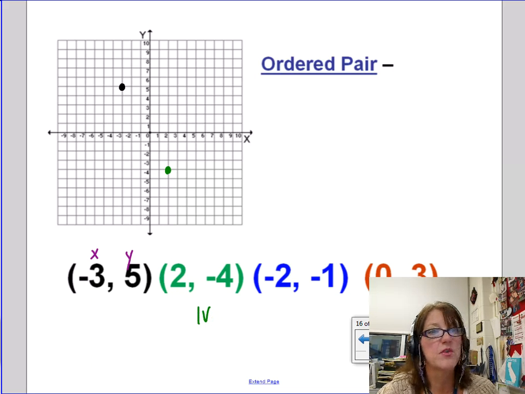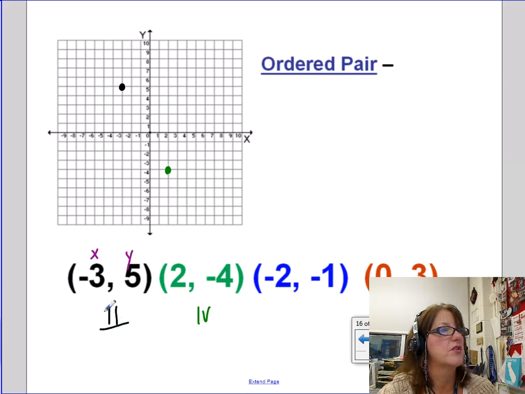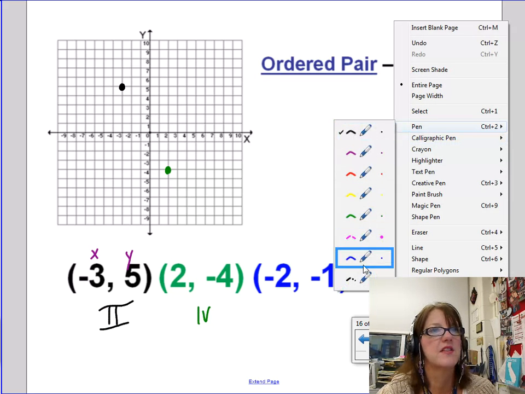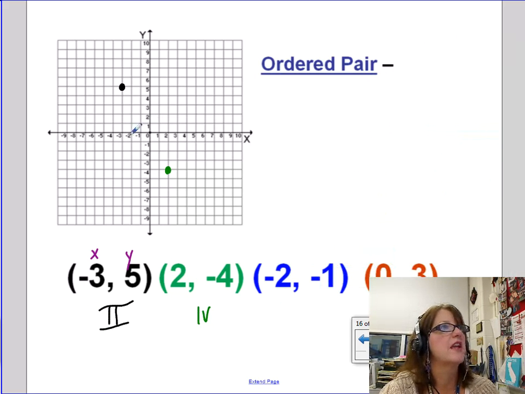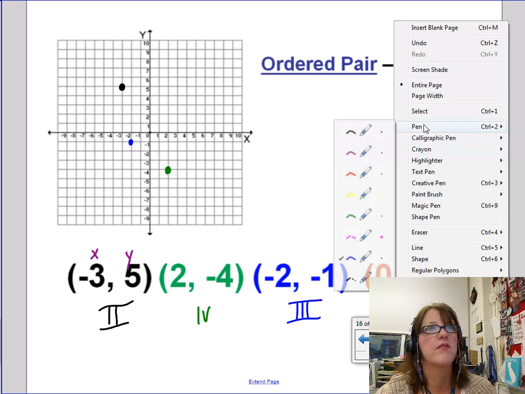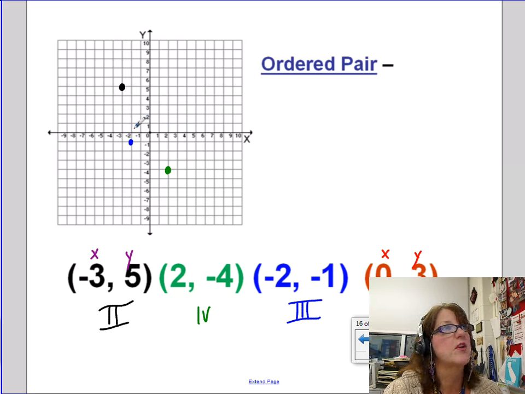This first one, (-3, 5), actually is in quadrant number 2. Let's get the rest of these down here. (-2, -1) is right there, and this guy is in quadrant number 3. And let's look at this last one, (0, 3). (0, 3) means I'm not going to move anywhere in the x direction, no left or right movement, but I'm going to go up 3. And that gives me a point right here.